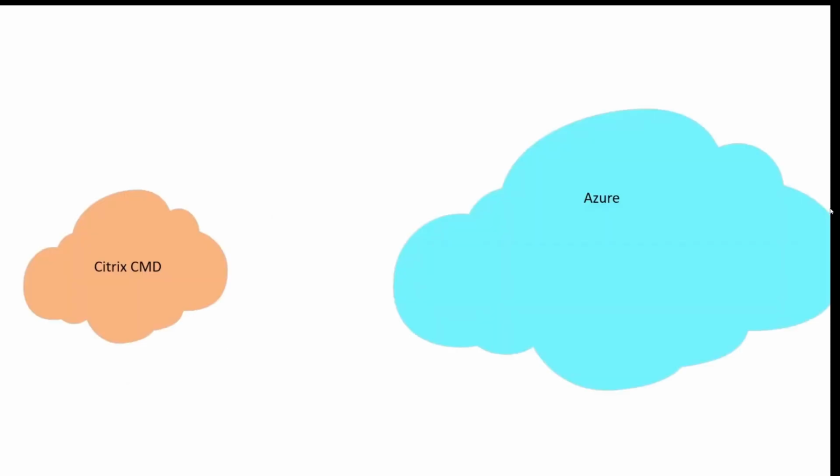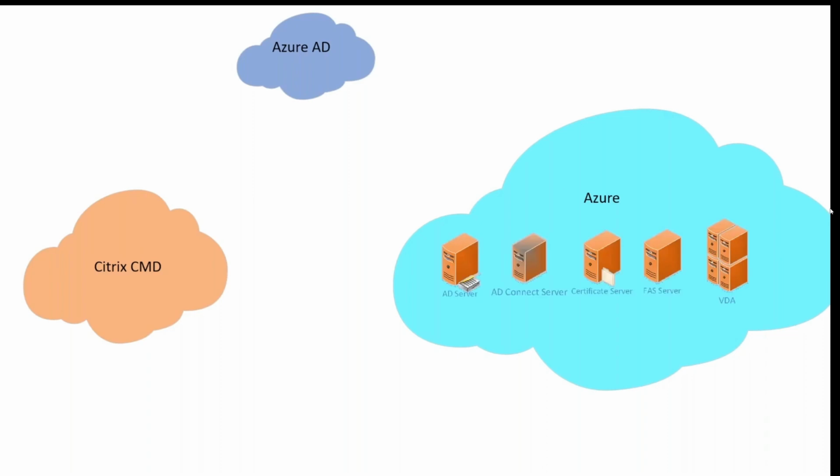Now, how is this going to work and what are the different components engaged in this? The first thing which comes in is your Citrix CMD. The second would be Azure. This Azure is considered as a subscription, and all your machines and everything is going to be here. The third part is the Azure AD, because this is what is going to be used for all the authentication purposes. Now, the Azure which the customer is going to manage, basically a subscription on Azure, will contain all the servers, which will have the AD server, AD Connect server, certificate and FAS server.